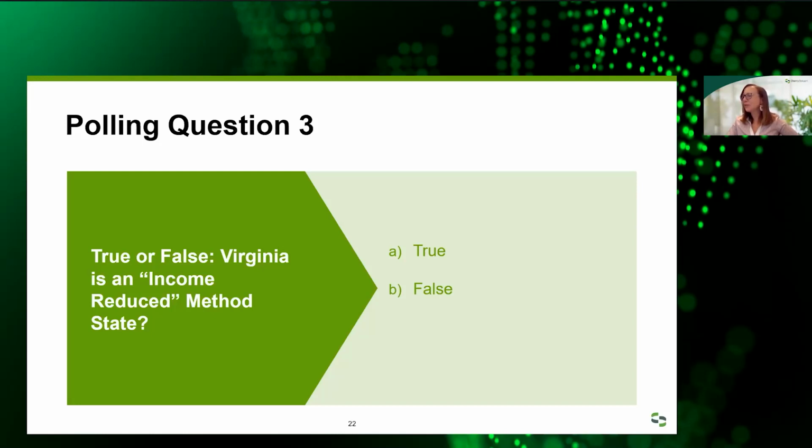Virginia is an income reduced method state. There's one other question I'm going to hit before we go to the next slide. How do most states treat tiered partnerships with regards to electing pass-through entity tax? I would say it depends on the state. Some states just carve that out and you can still make the election, and as you go up the chain, you'd make the election at the upper tier. Some states you're ineligible to make the election at all.